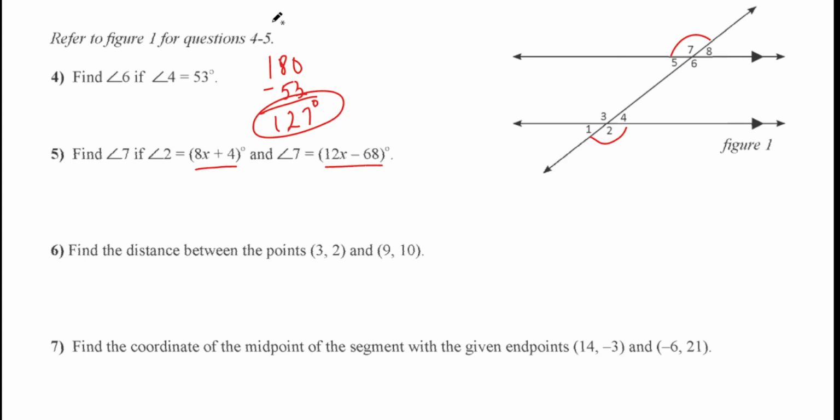Agreed? So let's set them equal. I'm going to put the 12x first. I like the bigger number on the left. It doesn't matter, but I like it like this better. So 12x minus 68 equals 8x plus 4. That's the geometry. The rest is just math. That's the geometry, is setting them equal to each other.